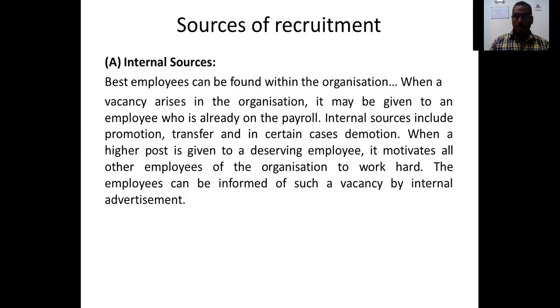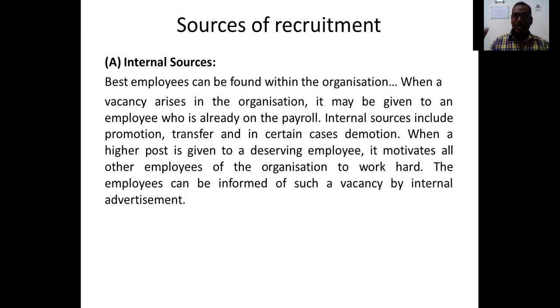It includes promotion. Promotion means a person is given a higher or better position than the current one. That is called promotion. Example: a supervisor in a department may be promoted as an assistant manager, or assistant manager may be given the post of manager. That is called a promotion.